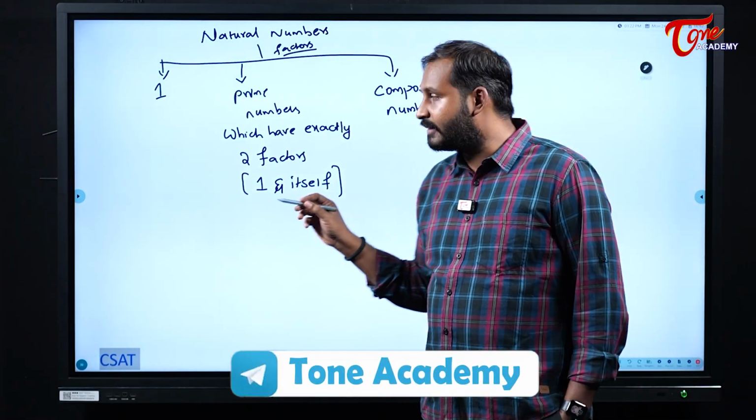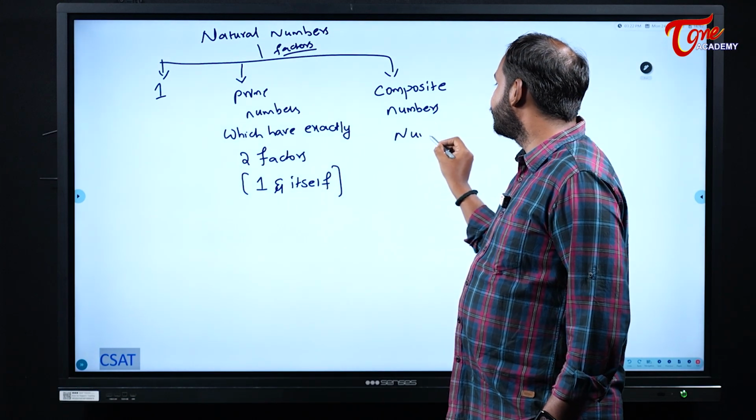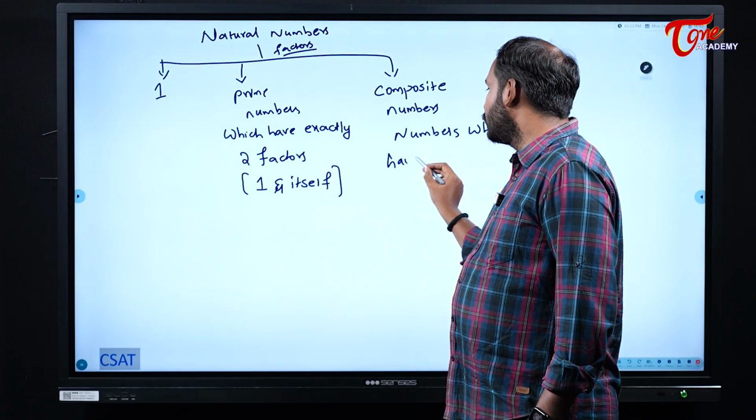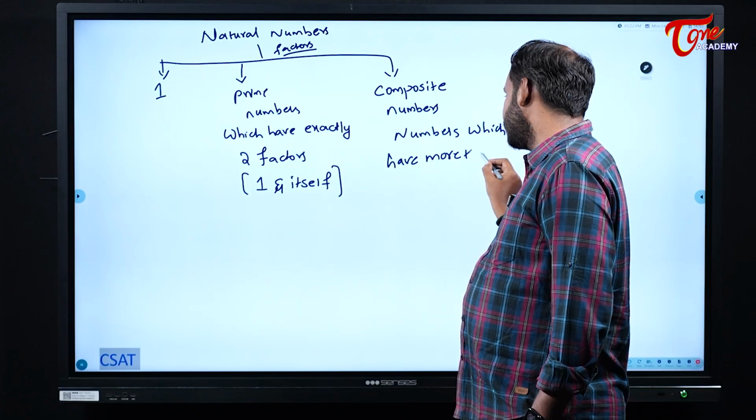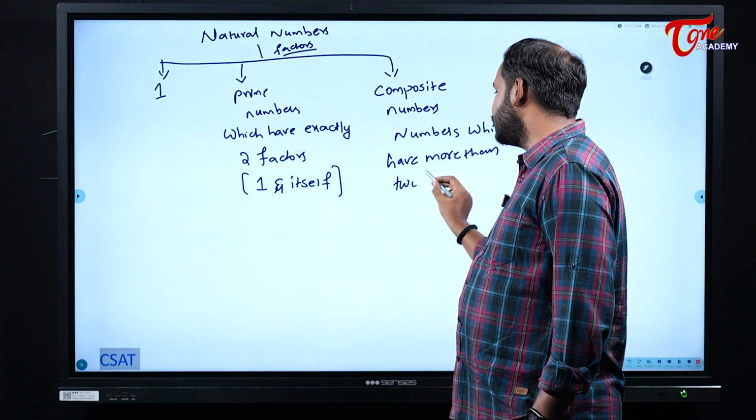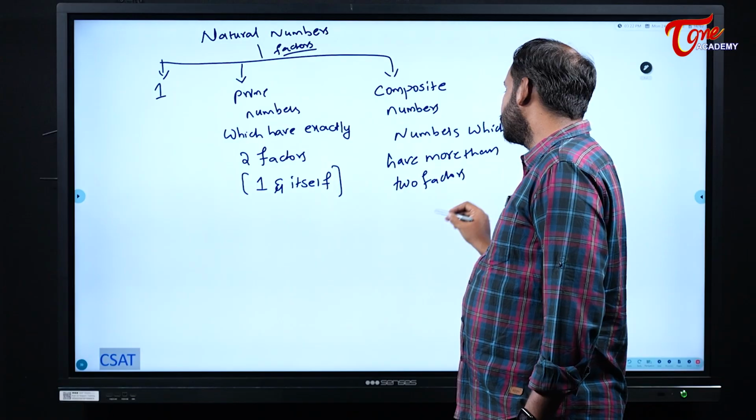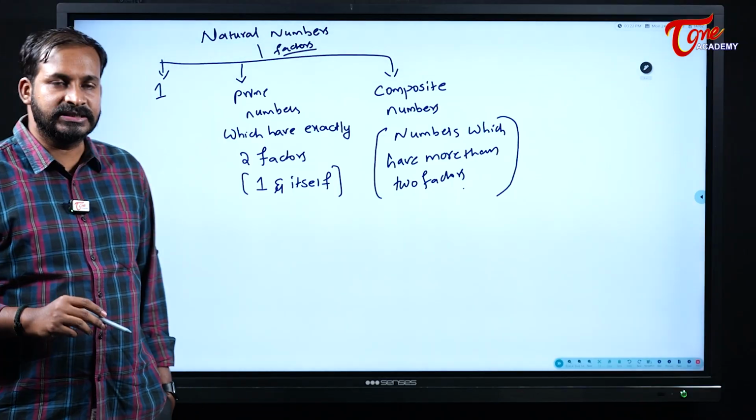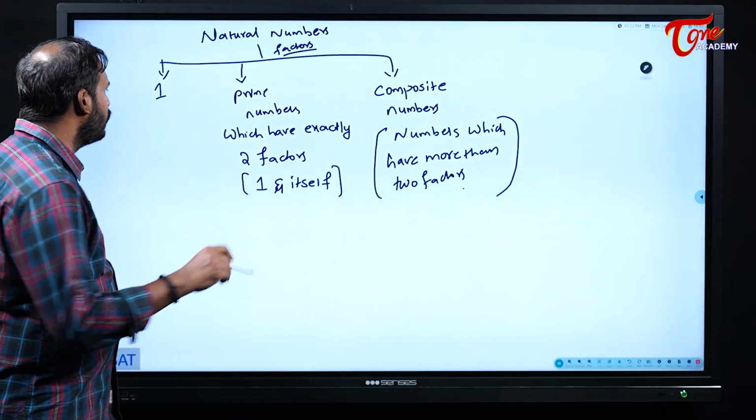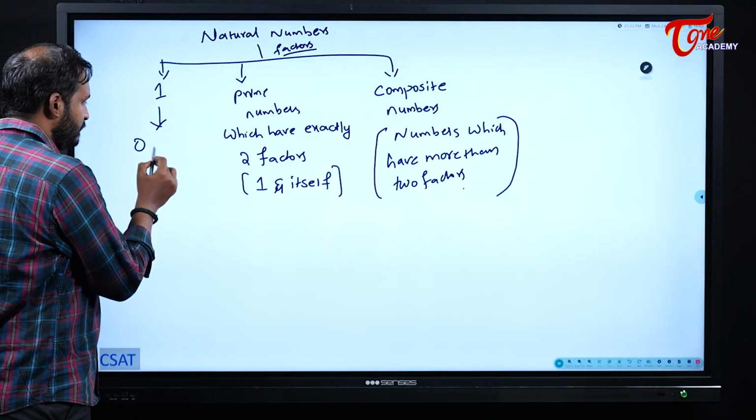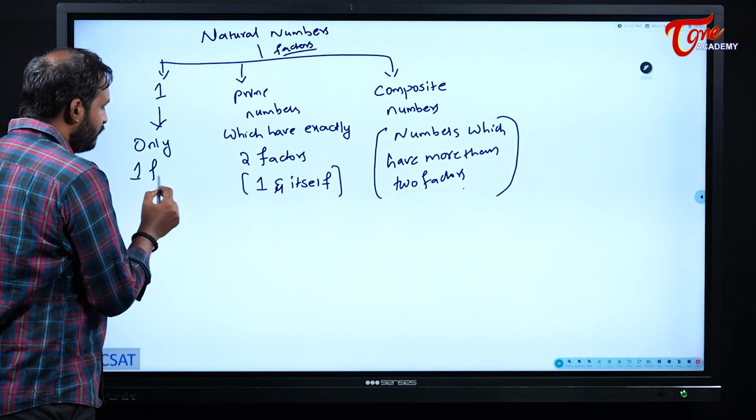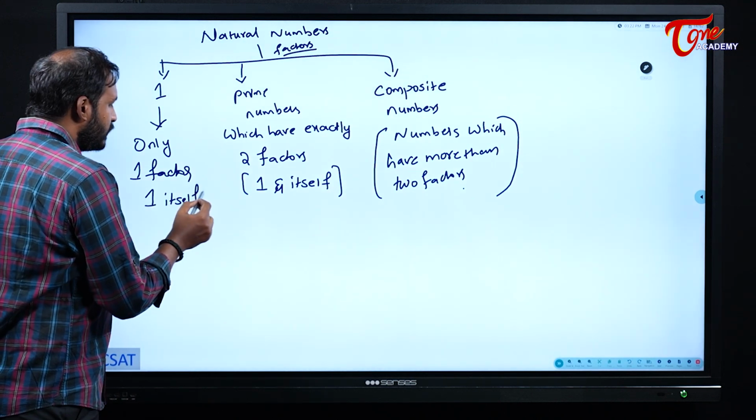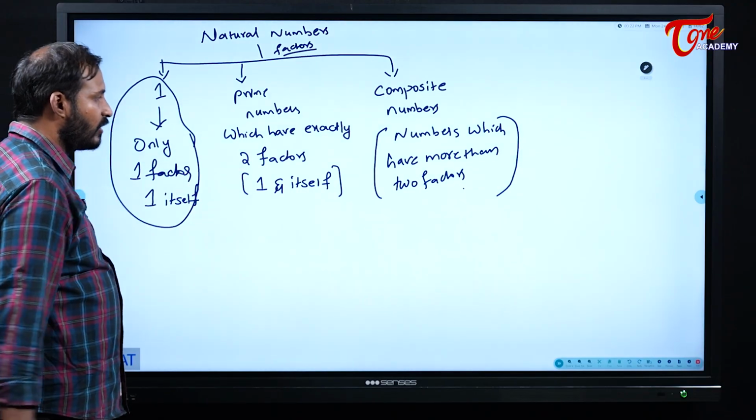Next, what are called composite numbers? Numbers which have more than 2 factors are called composite numbers. One will have only one factor, that is 1 itself. So 1 is neither prime nor composite.